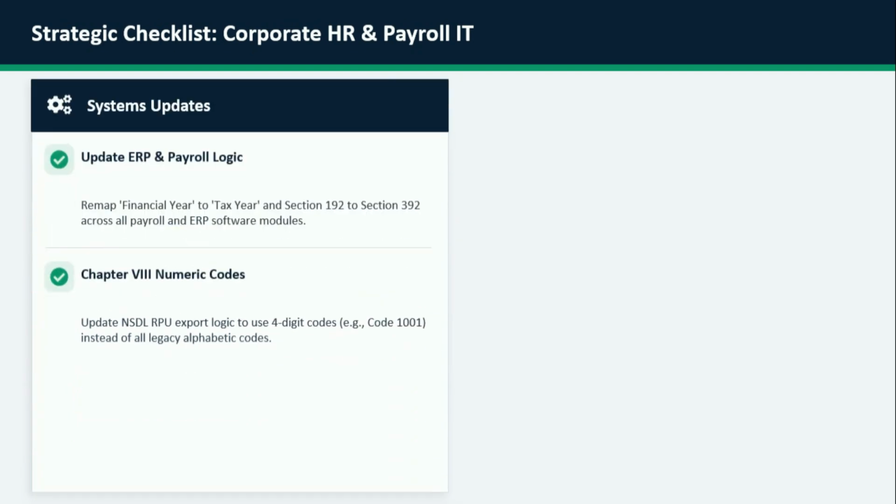This checklist highlights the key strategic actions HR, payroll, and IT teams must prioritize for the Form 138 transition. The first focus area is system updates. Organizations need to align ERP and payroll logic by shifting from financial year to tax year and remapping Section 192 to Section 392. NSDL RPU configurations must also be updated to support the new 4-digit Chapter 8 codes.